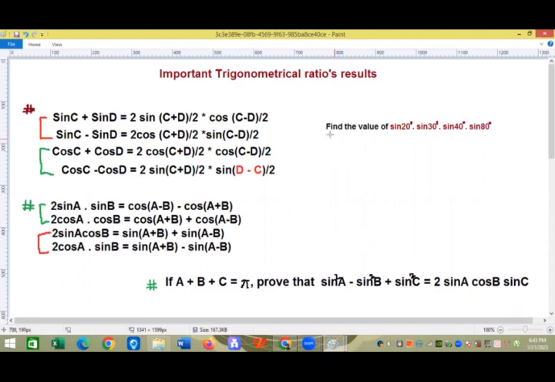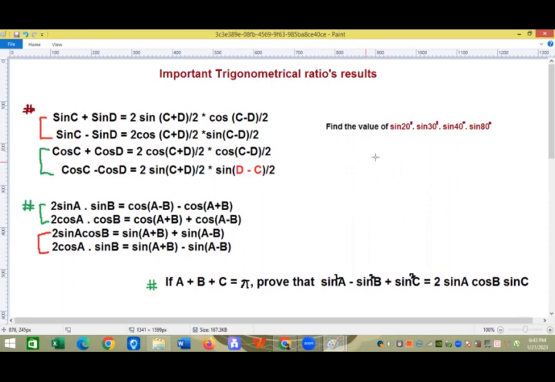So here I am going to solve these two problems. Find the value of sine 20 degrees, sine 30 degrees times sine 40 degrees times sine 80 degrees. And we have another sum: if A plus B plus C equals pi radian, prove that sine square A minus sine square B plus sine square C equals 2 sine A cos B and sine C.